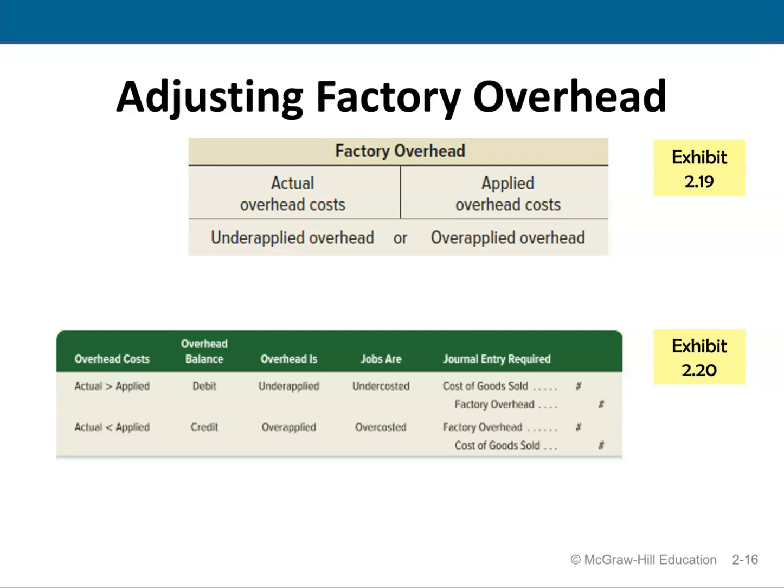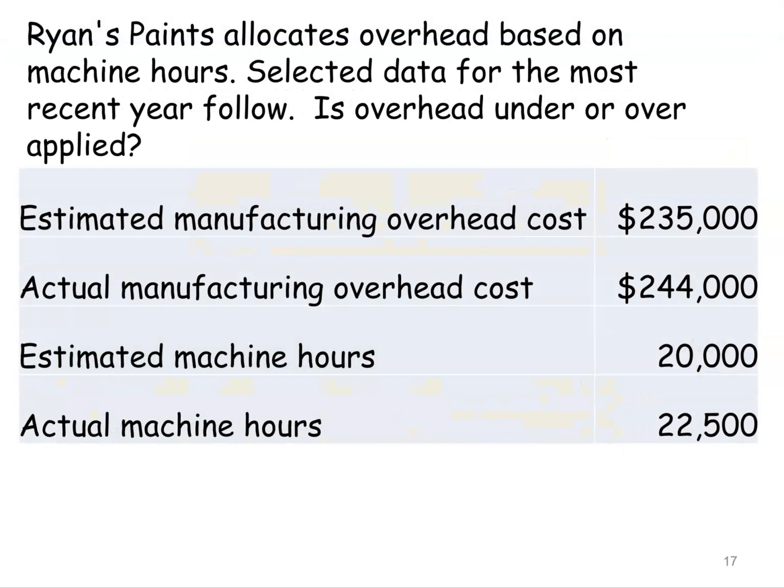Now, the truth of the matter is you want this to be close because nobody wants to find out later on that they made less or more money because of how we allocated the costs. So let's take a look at some examples. Ryan's Paint allocates overhead based on machine hours. We have estimated manufacturing overhead costs, and then we have our actual overhead costs. We have our estimated machine hours and our actual machine hours.